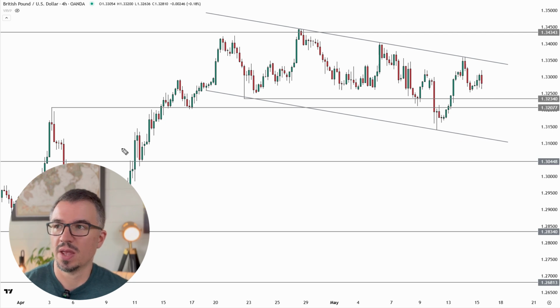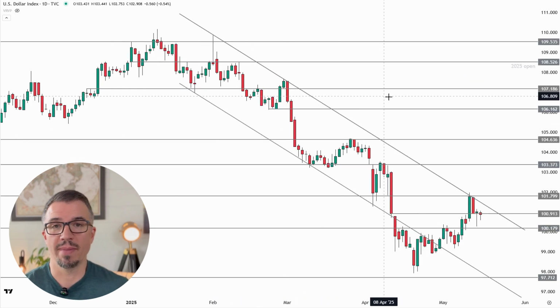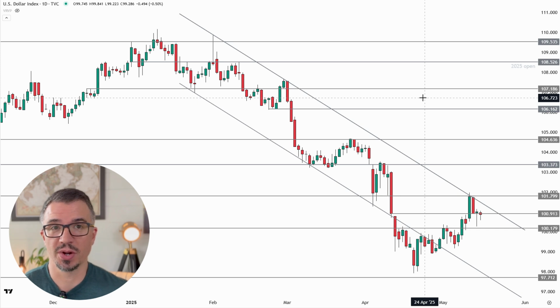Now let's take a look at the DXY, because this is also going to matter if you're trading the pound or really any major currency pair.